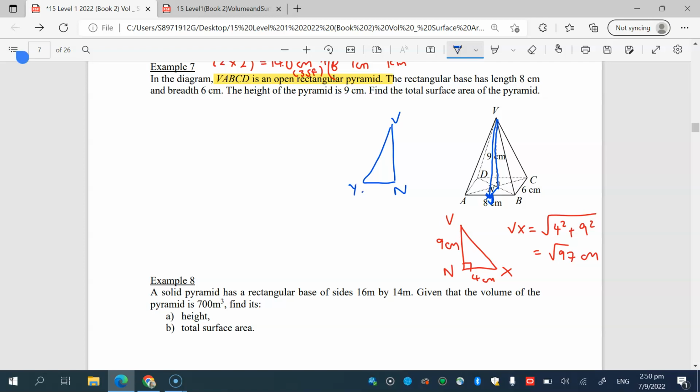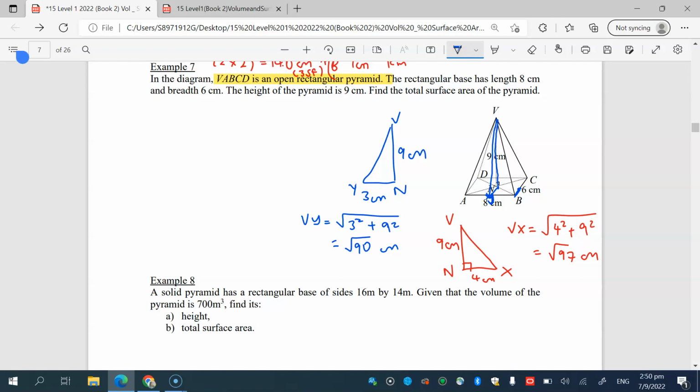So NY is 3 cm, right? Because it is 6 cm divided by 2. Okay, this part here is 3 cm. VN is 9 cm. And then we want to find what is VY. So once again, VY will be, using Pythagoras theorem, 3 square plus 9 square. You square root that, you get square root 90. Okay, that's your VY.